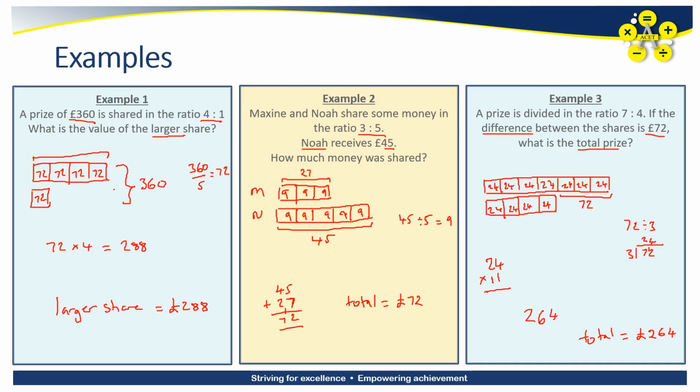So notice we have 3 different things here. We've got the value of one of the shares if you're given the total, or we've got here where I'm giving you one person's share, so can you work out the others? And then in this third example, we've got the difference. All 3 slightly different questions, but using the same method to answer them regardless.